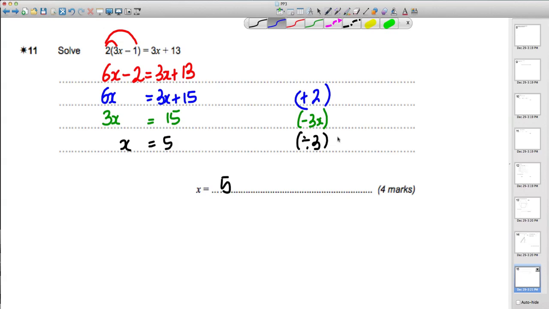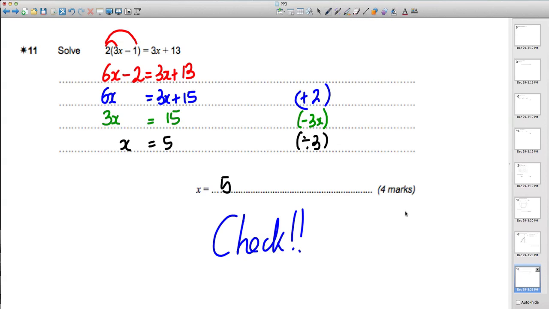Before we move on, and we always do this, we are going to check it works. You must check. You don't want to lose marks on an easy question like this. 3 times 5 is 15. 15 take away 1 is 14. 2 times 14 is 28. On this side, 3 times 5 is 15. 15 plus 13 is 28. We've got this right. We tick it and we move on, and we don't have to check it later in the exam.